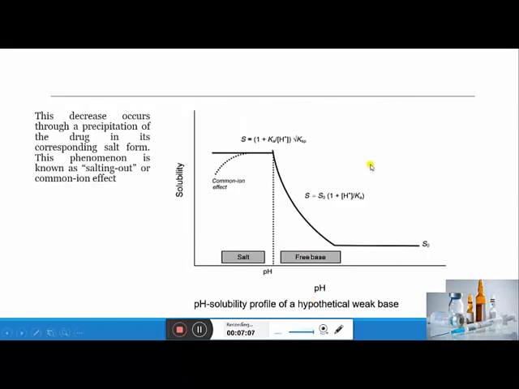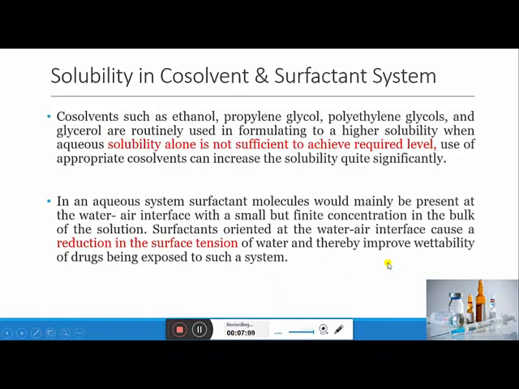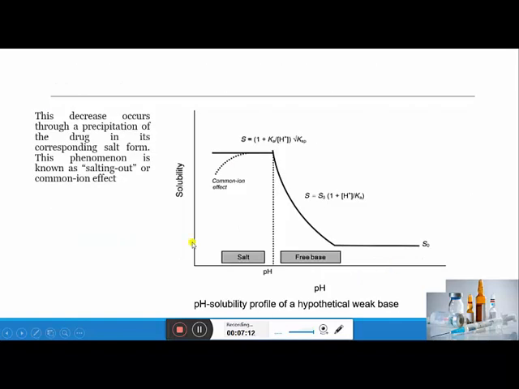So that can be explained by this curve. For example, this is the graph for pH and solubility. So here pH is far greater than the pK of the drug. So in that situation, the drug remains in the unionized state only. So solubility is less, but as pH approaches the pK, that leads to ionization of the drug and that leads to an increase in the solubility of the drug.